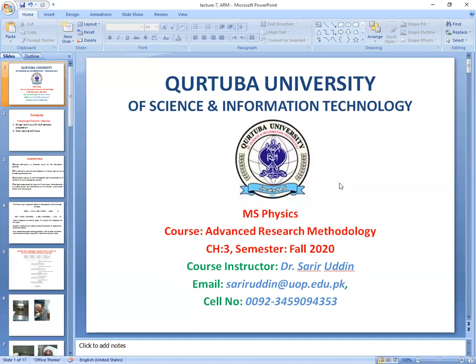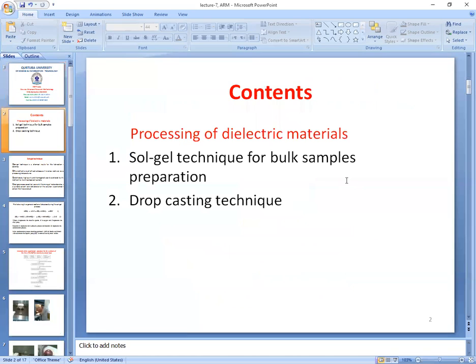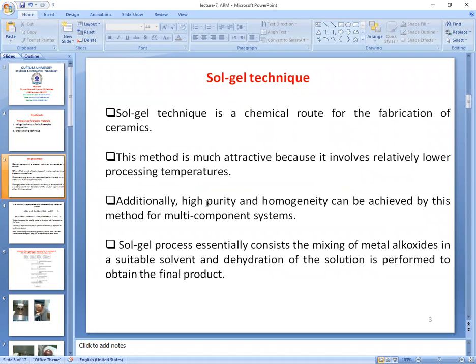Bismillahirrahmanirrahim. Dear students, in today's lecture we will discuss the sol gel technique for bulk sample fabrication, and along with this we will discuss the drop casting technique for the thick film fabrication. Okay, so what is sol gel technique?